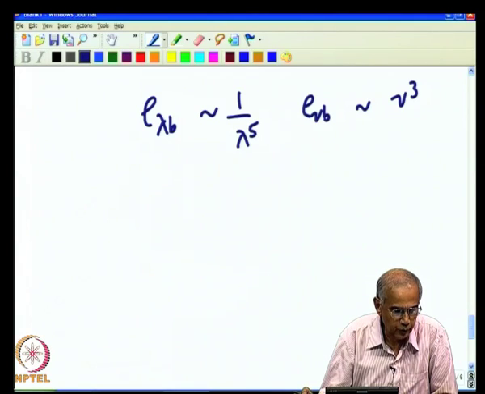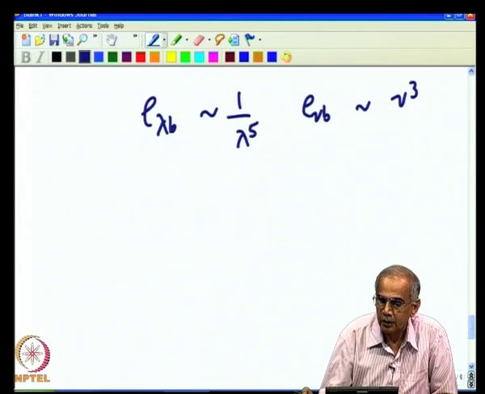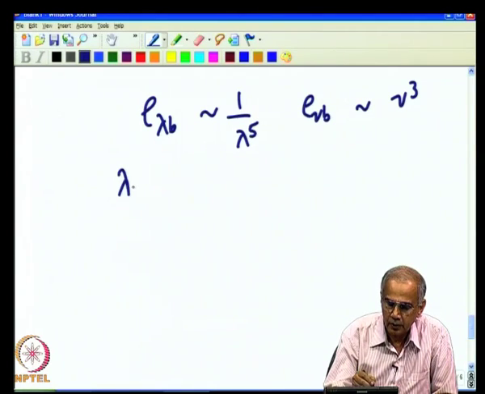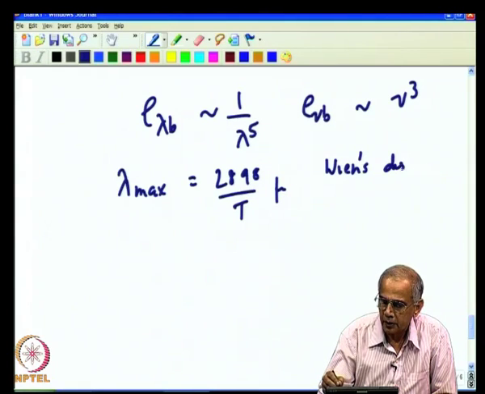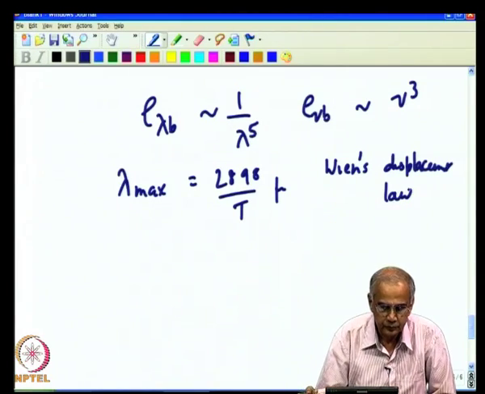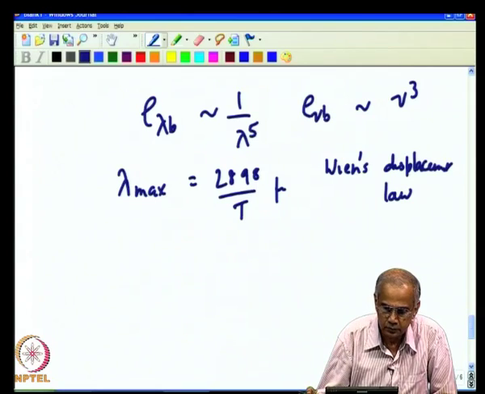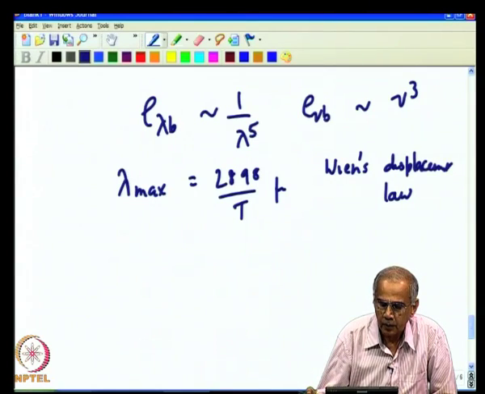So, when you quote the maxima of any Blackbody function, it is important to mention which coordinate system you are working in, but most books quote the value that is given by the E lambda b function, and this is called the Wien's displacement law. Okay. And this is very useful information as to where exactly the peak of the Blackbody function lies.